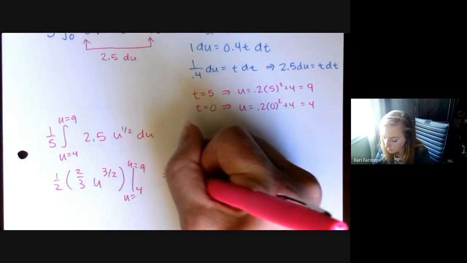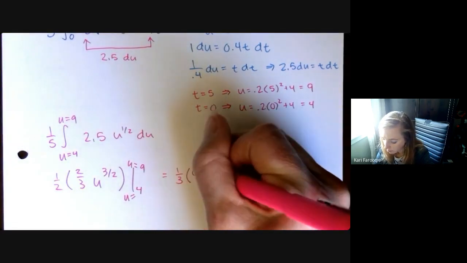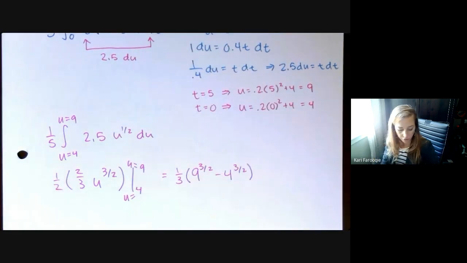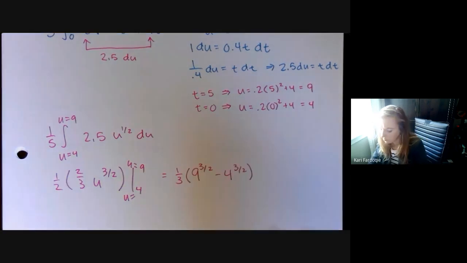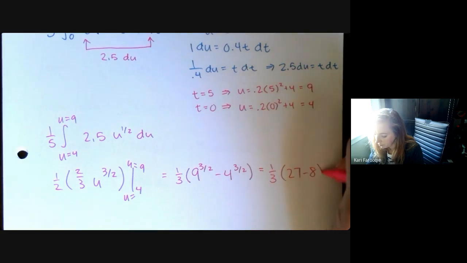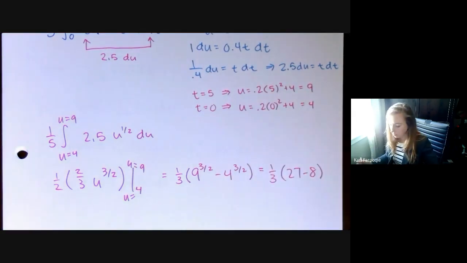So I have 1/3 times 9 to the 3/2 minus 4 to the 3/2. Let's see, 9 to the 3/2 is, I think, 27. Yes. Minus 8. 27 minus 8 is 19.